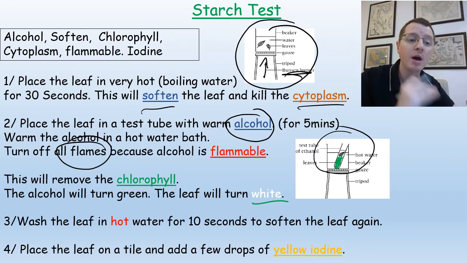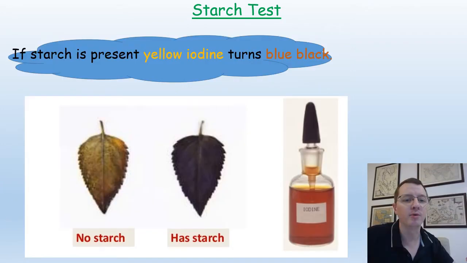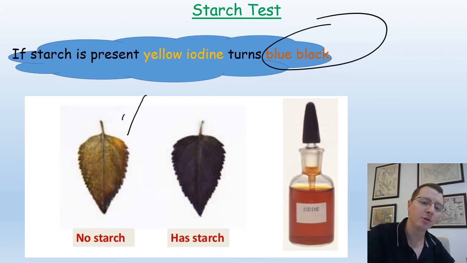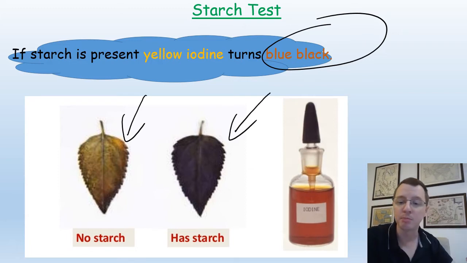You need to know and memorise all 4 steps. But you also need to know the results. What are we going to look at? So if starch is present, our yellow iodine will turn blue-black. So if a leaf that looks like this does not have starch because the iodine is still noticeably a yellow colour, but a leaf that looks like this has a distinctive characteristic blue-black colour, this is a leaf that has starch.